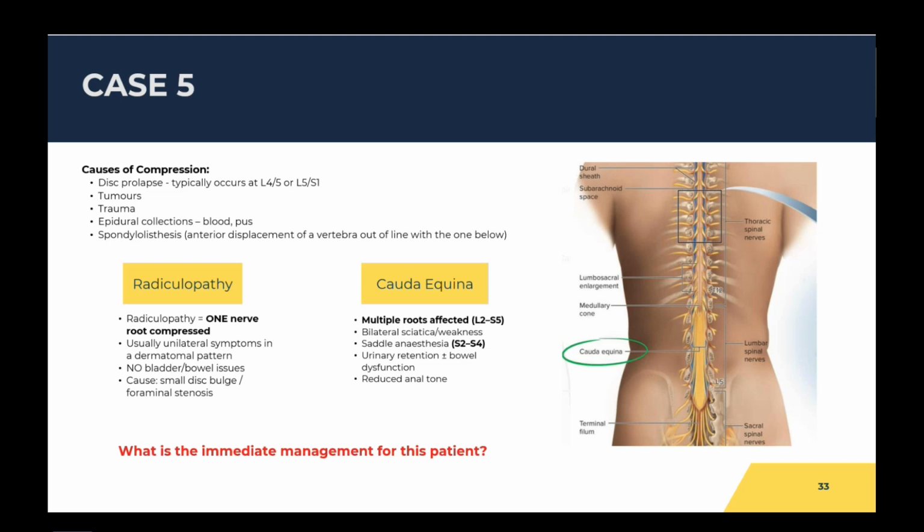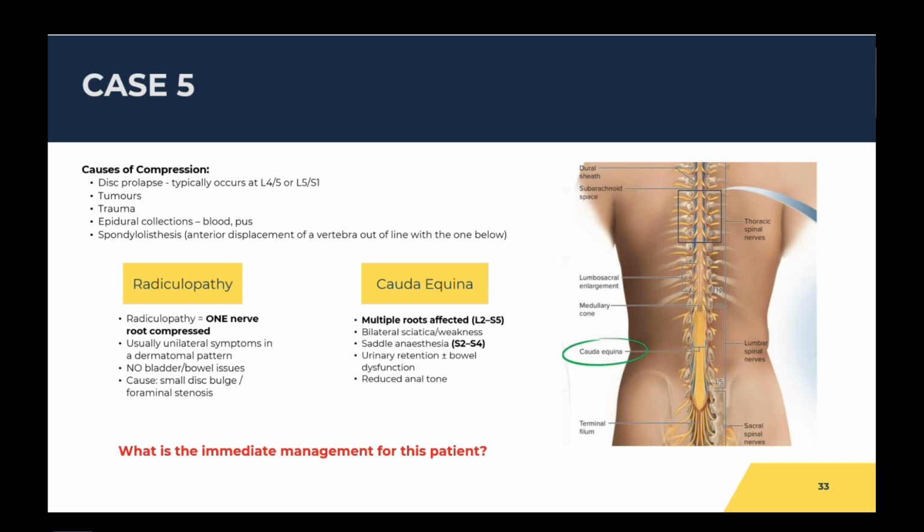In terms of the difference between radiculopathy and cauda equina, radiculopathy is when one nerve root is compressed, so it usually results in unilateral symptoms, and it occurs in a dermatomal pattern. The key difference is you don't get the bowel or bladder issues, and it's usually caused by small disc bulge or foraminal stenosis.